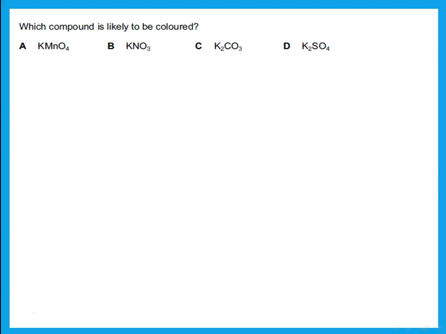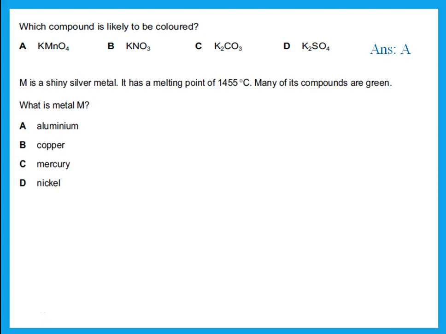Which compound is likely to be colored? Well, the one that is colored is the one that has transition metals. So which of these has transition metals? So that is A. A contains manganese, remember.